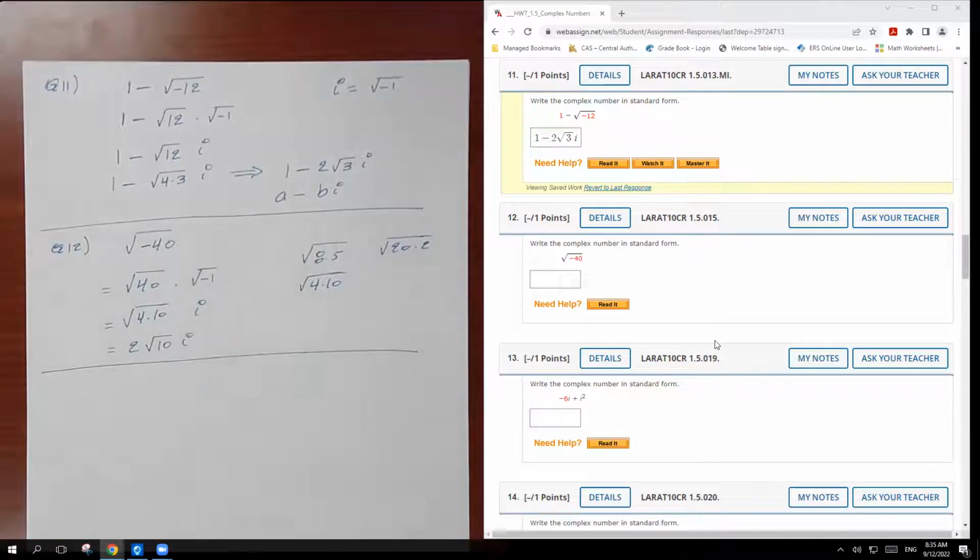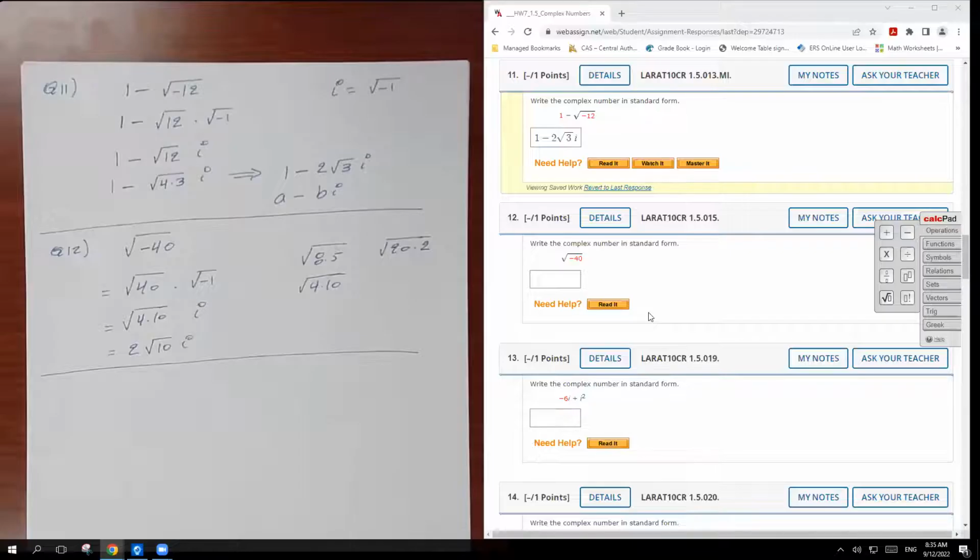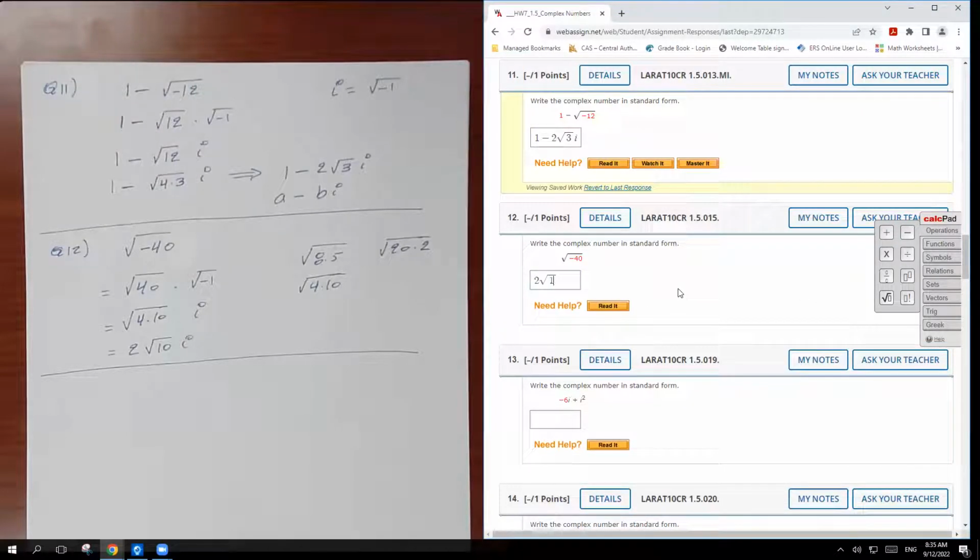Who has a problem about how to find the root? Type here 2 square root of 10. And outside, I have to make sure the i is outside. Be careful here. So it's going to be 2 square root of 10, i.